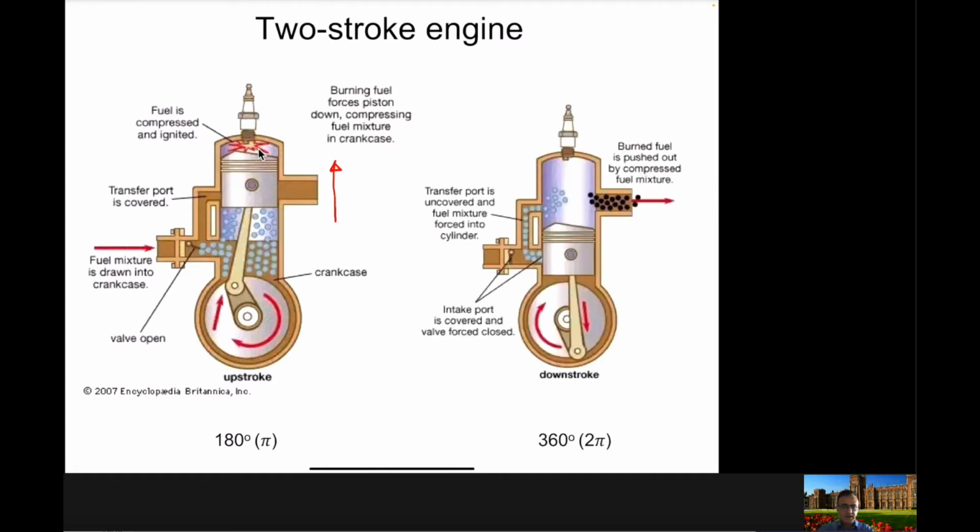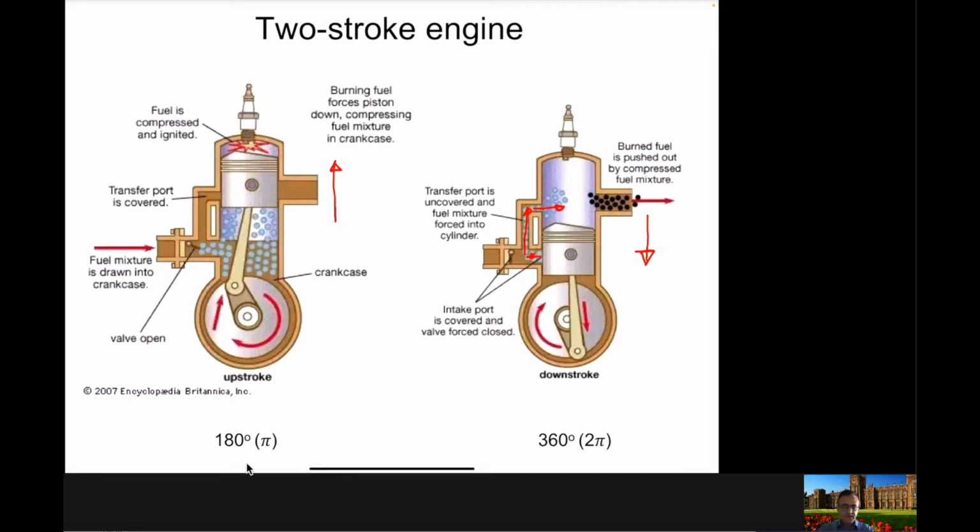In the next stroke, the piston will move in the downward direction. When the piston moves downward, it forces the air fuel mixture in the crankcase to move to the combustion chamber through the port here. The air fuel mixture will go in this direction into the combustion chamber, and the burnt fuel will be pushed out by this compressed air fuel mixture from the combustion chamber.